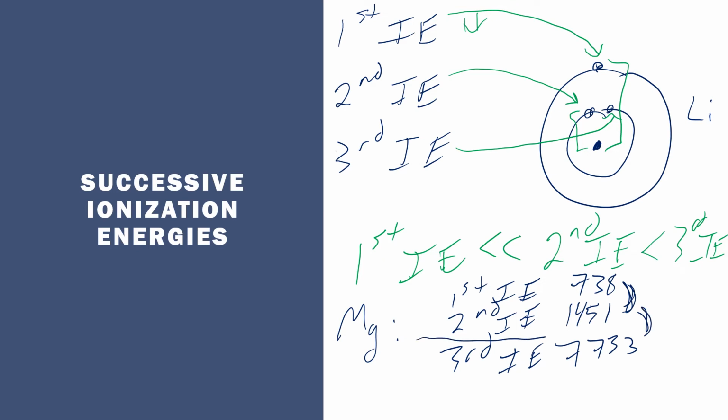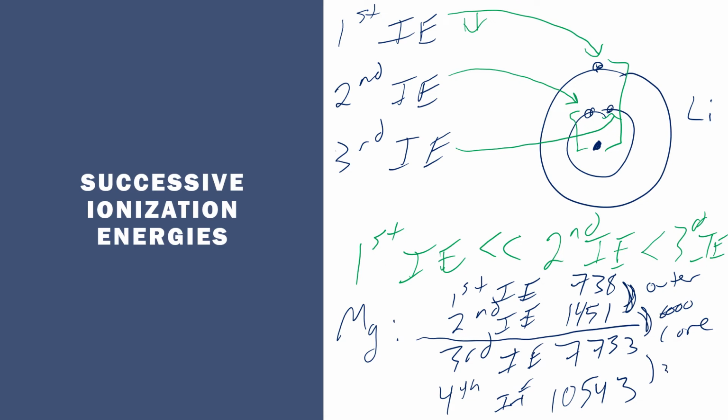So you'll see that huge gap there because magnesium has 2 outer electrons, and the third one must be taken from a core energy level. For reference, its fourth ionization energy is 10,543. It's still more than the 7,000, but the jump is not as great. So this one increased by like 6,000, and this one only increased by like 3,000. So that tells you that they're on the same energy level, but it's still larger based on the charge.